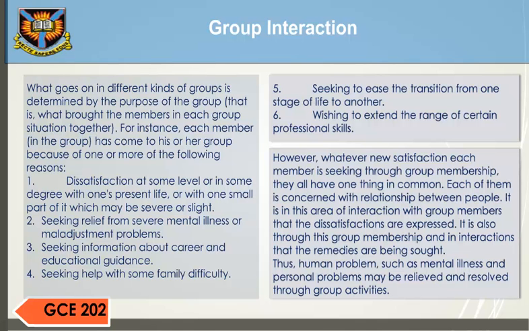2. Seeking relief from severe mental illness or maladjustment problems. 3. Seeking information about career and educational guidance. 4. Seeking help with some family difficulty. 5. Seeking to ease the transition from one stage of life to another. 6. Wishing to extend the range of certain professional skills.